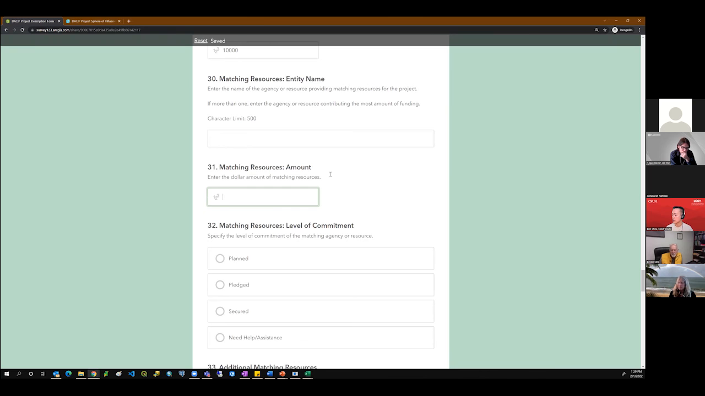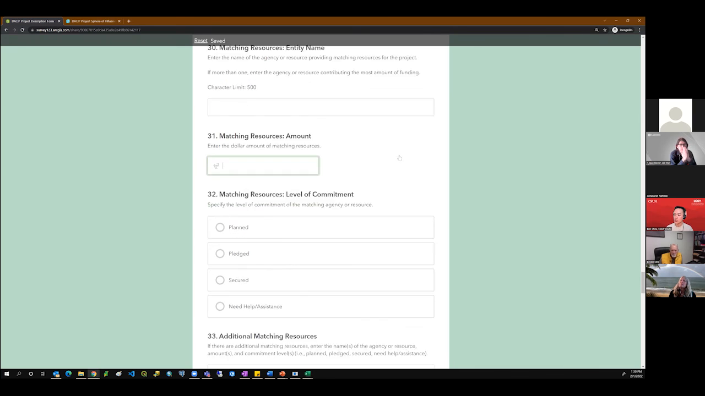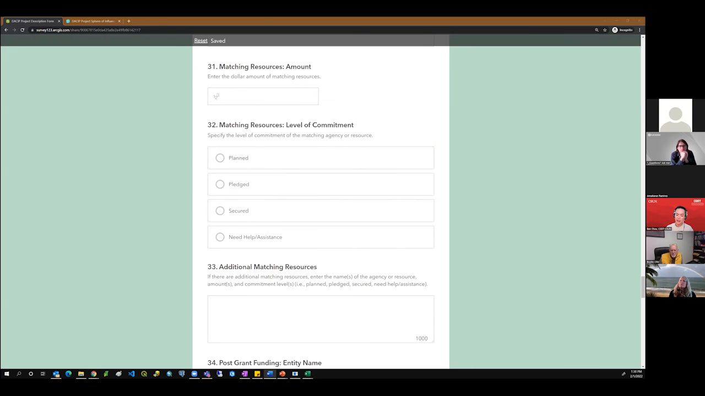If you did have a matching resource, you'd enter the name of the organization here, the amount of the match. And then question 32 is asking about the level of commitment from that matching agency or resource. So planned refers to sources of funding that you are seeking, but that have not been committed or promised by the grantor. Pledged means funding that has been promised but not yet guaranteed. And then secured would refer to funding that has been awarded but possibly not received yet. And if you need help or assistance determining which one applies, there's also an option for you to select here.